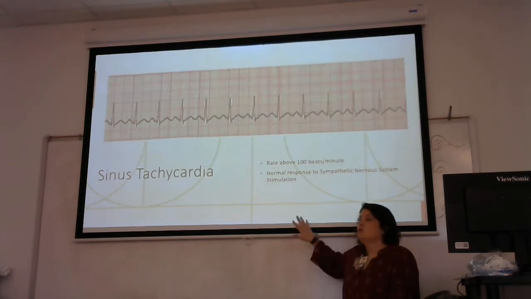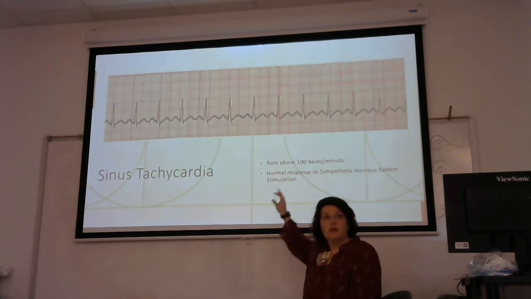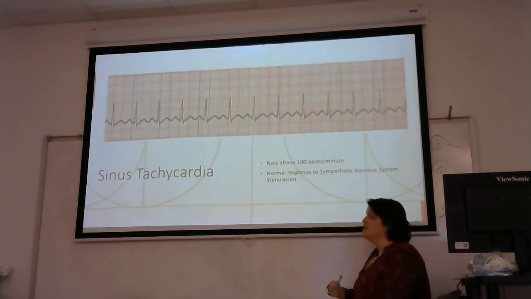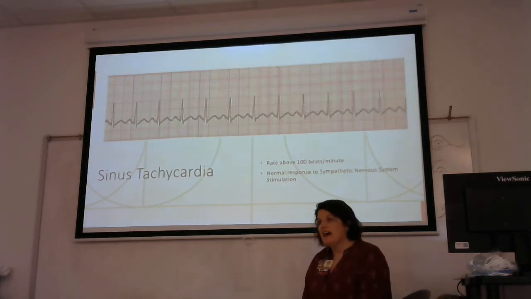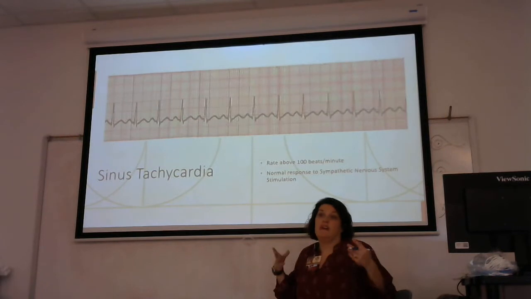So on this one right here, what is your rate? 120. Does everybody see the 120 up here? Okay. So that's the first thing. Now tell me, is this regular or irregular? This is regular. Do y'all see the P waves before the QRSs? Now, I will tell you, sometimes the faster the rhythm gets, the harder it can be to identify the Ps because it's just so fast, okay?